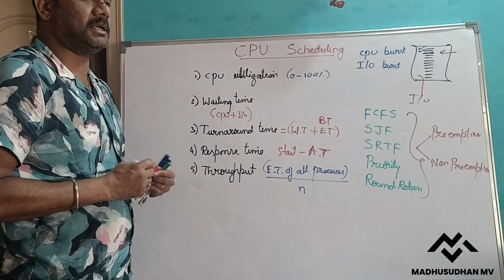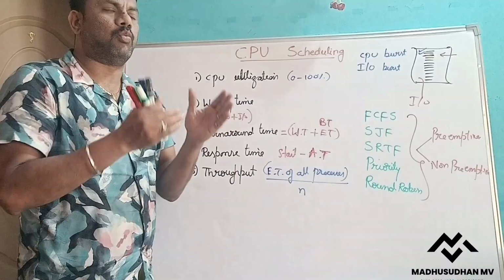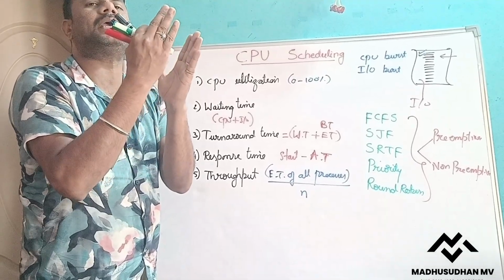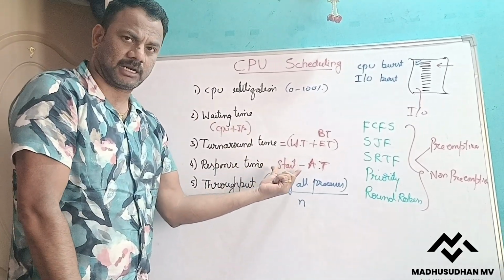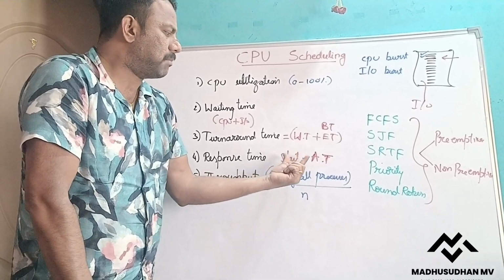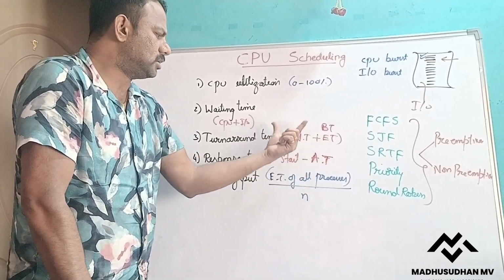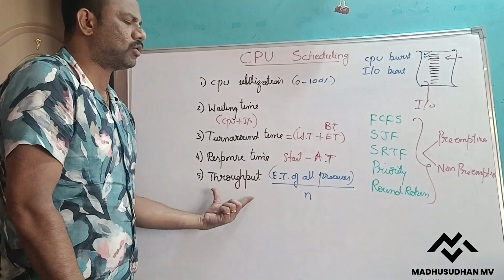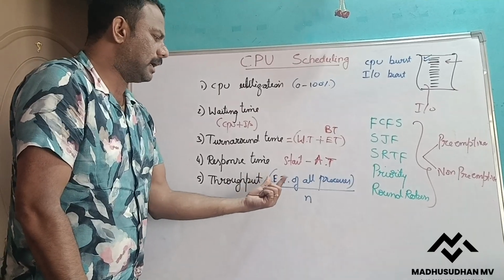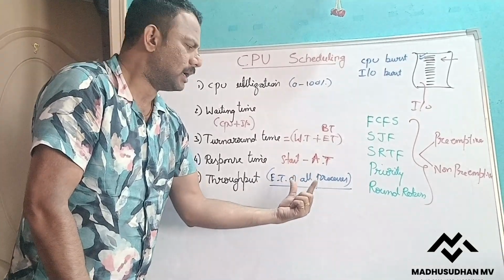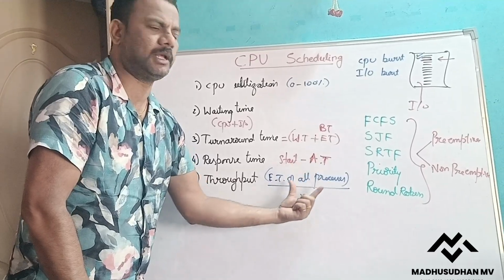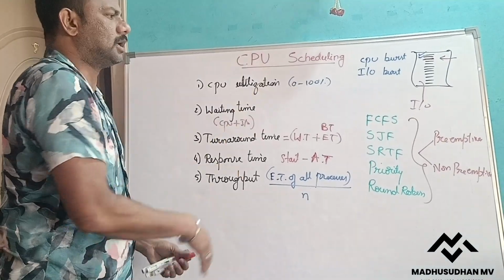Response time means at what time our process starts responding. That is the start time minus arrival time. This is the formula. And throughput, how to calculate the throughput? You add the execution time of all the processes and divide by the number of processes. That is the throughput. So these are the things.